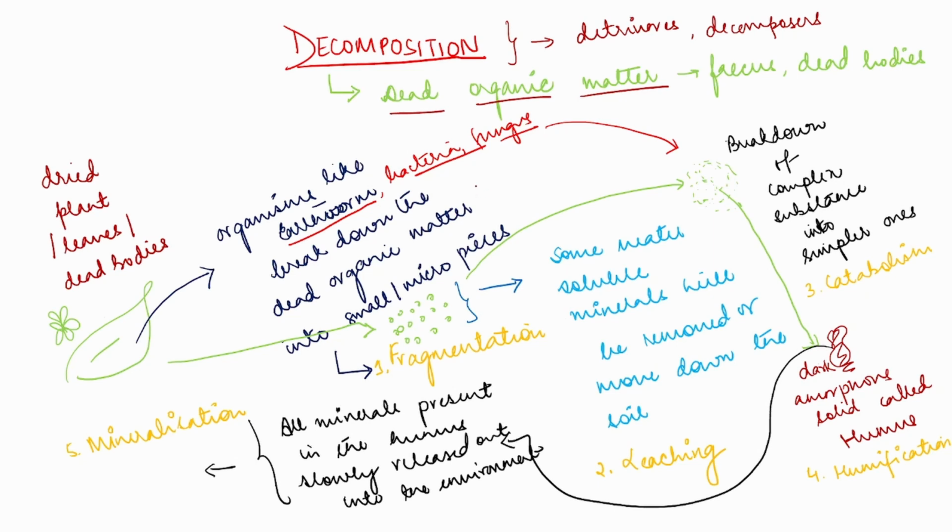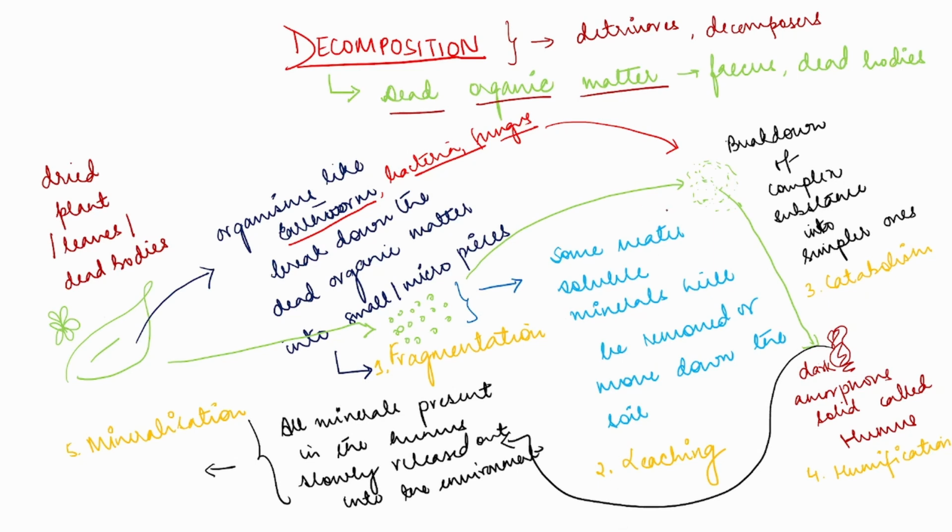They break down this body, or leaves, or dead substances into smaller pieces, and we call that process fragmentation. Right? After fragmentation, what happened? Whatever soluble minerals are present in this will be released out, or move down the soil, all water soluble minerals. And this process of releasing water soluble minerals, we call it leaching.